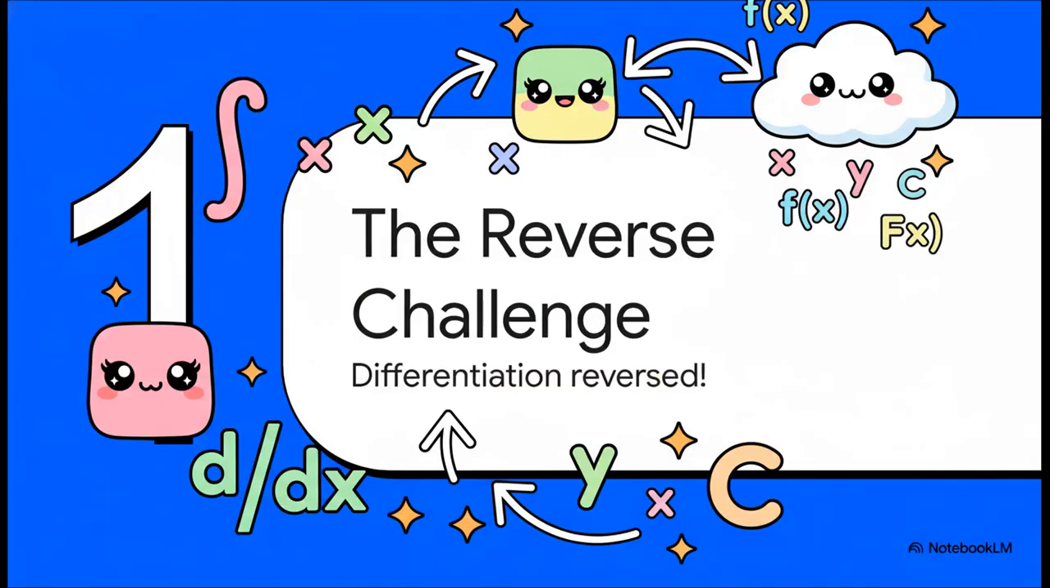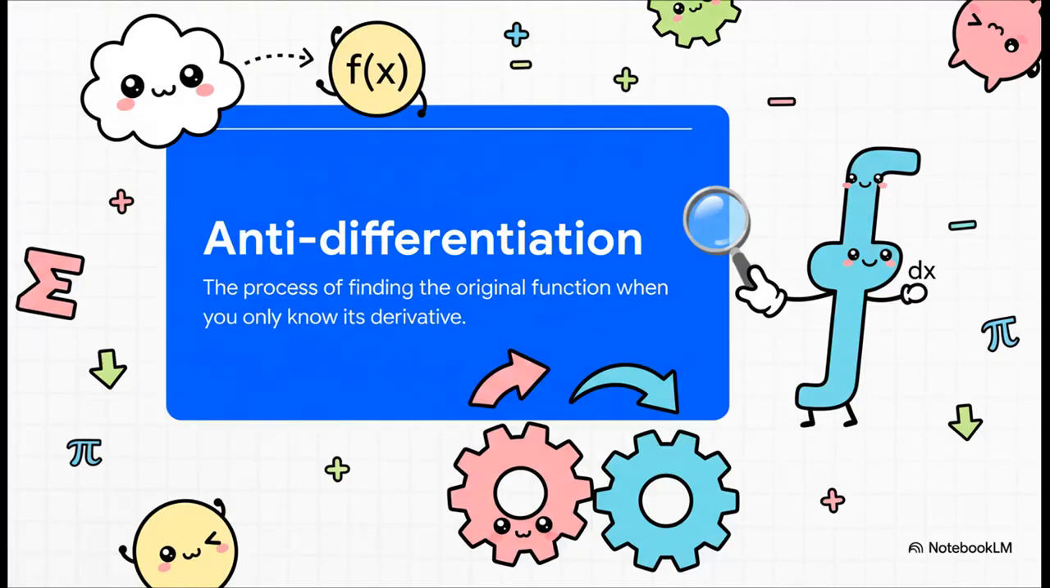And that brings us to our very first idea. We're calling it the reverse challenge. We're about to take a process you might already know and flip it completely upside down. Now, this whole going backward thing has a fancy name, and it's called anti-differentiation. And honestly, it's exactly what it sounds like. The entire goal is to find the original function when the only clue you have is its derivative.